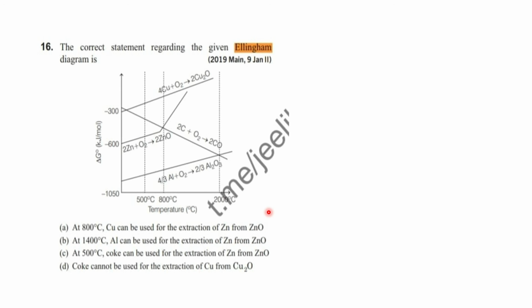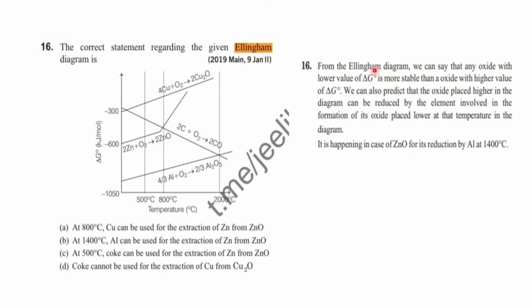Let us check which is the correct one, right? Here you can see from the Ellingham diagram, we can say that any oxide with the lower value of the delta G is more stable. That means more spontaneous than an oxide with a higher value of the delta G. We can also predict that the oxide placed higher in the diagram can be reduced by the element involved in the formation of its oxide placed lower at that temperature in the diagram. It is happening in case of the ZnO for its reduction by aluminium at 1400 degrees centigrade. So your second option is the correct option. In that case, you can mark this second as the correct answer.